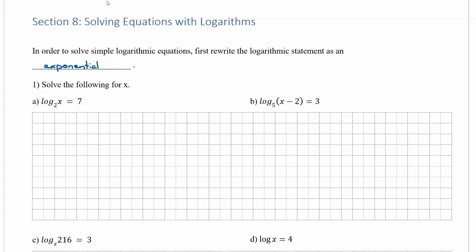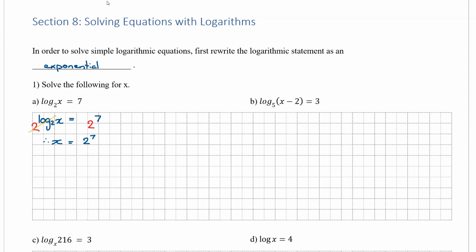Part A. Log base 2 of x is equal to 7. So to solve this particular equation, we're going to write it as an exponential. To do that, I'm going to raise both sides of the equation to the power of 2, like so. And because we've raised it, the 2 and log 2 cancel. And thus what we're left with is x equals 2 to the power of 7. So x in this case is equal to 2 to the power of 7.